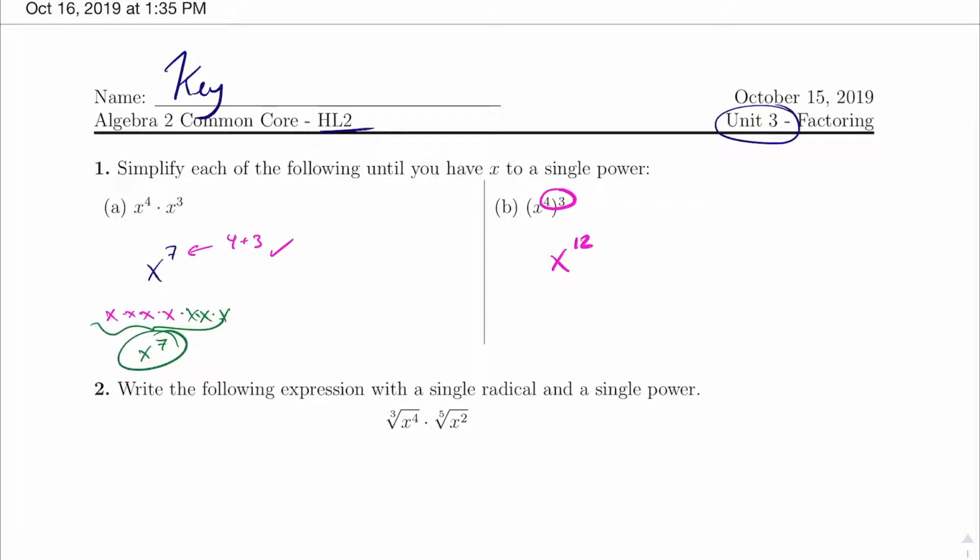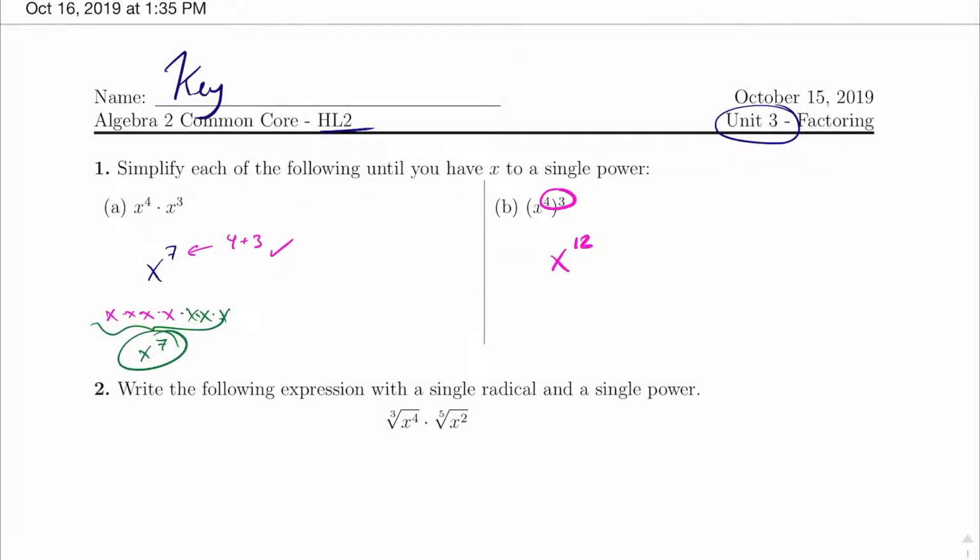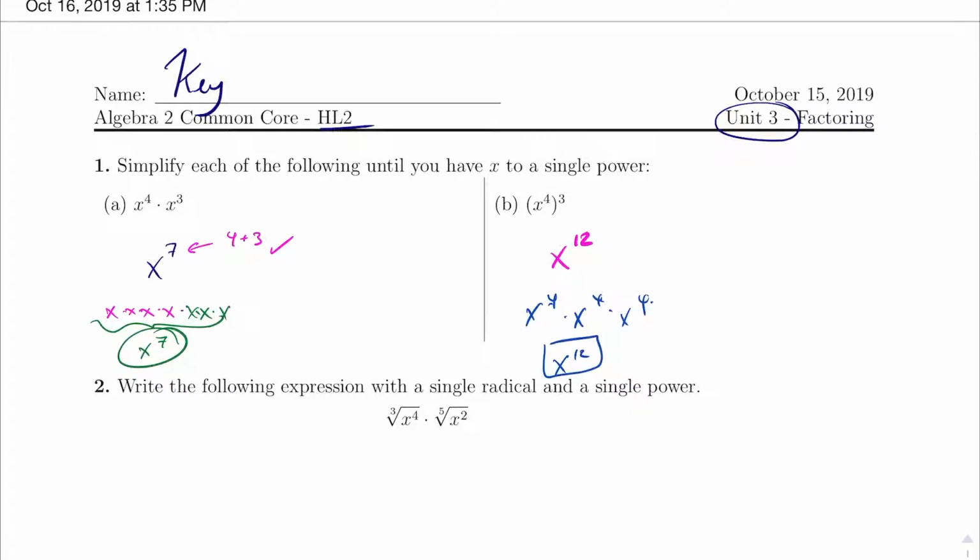But then we could do a similar proof to what we did before, where we could say x to the 4th to the 3rd means that you've got x to the 4th times x to the 4th times x to the 4th. So you have x to the 4 plus 4 plus 4, which is 12. So both proofs are useful to have in your mind.